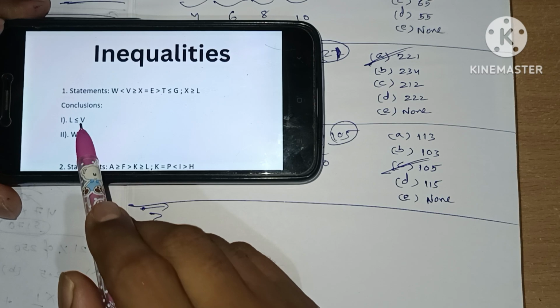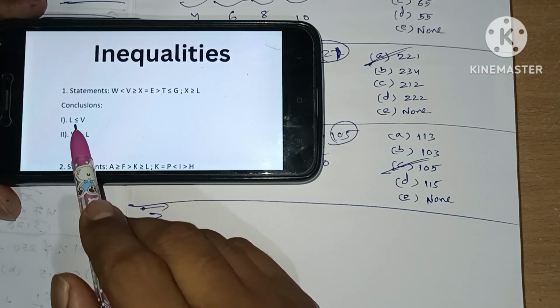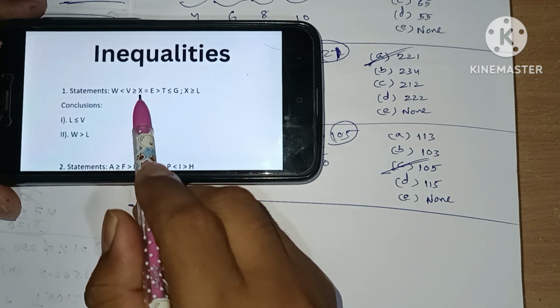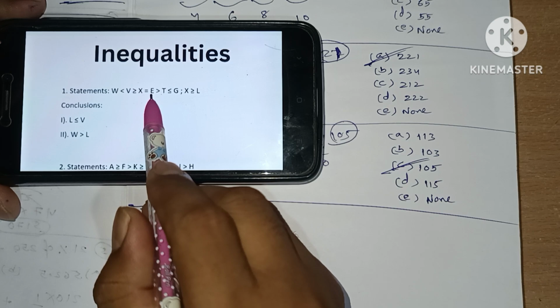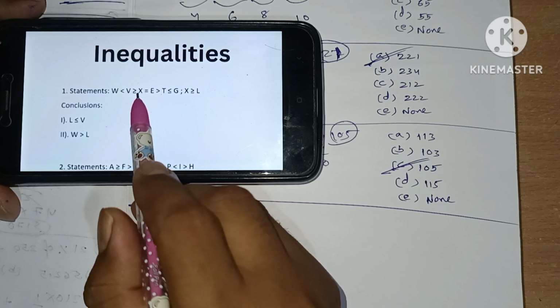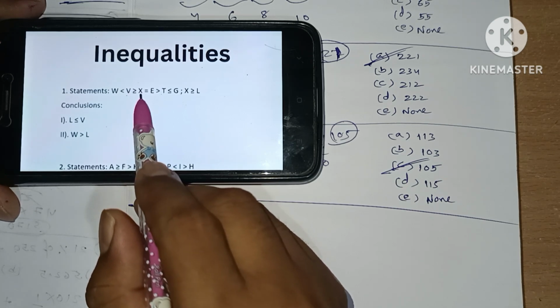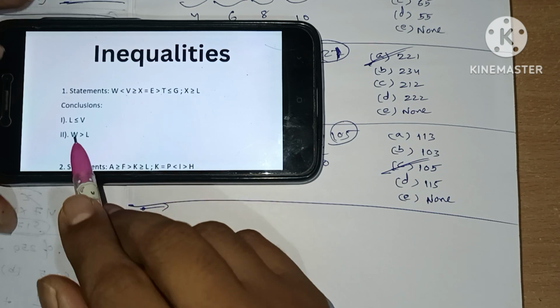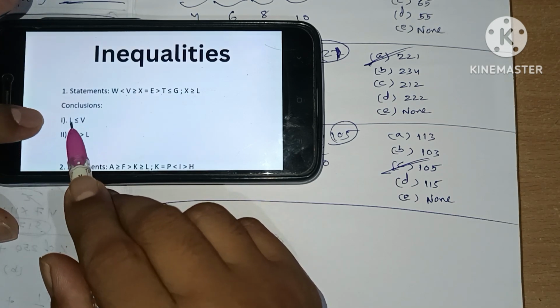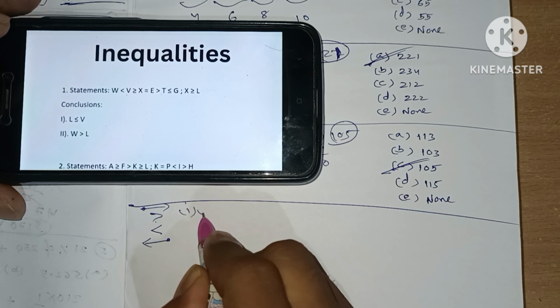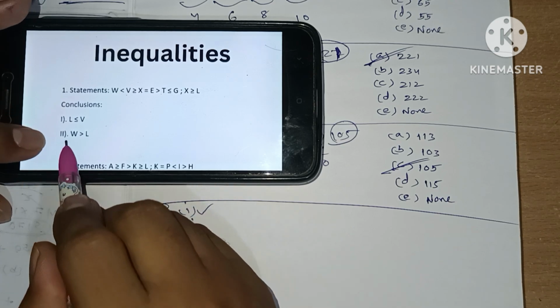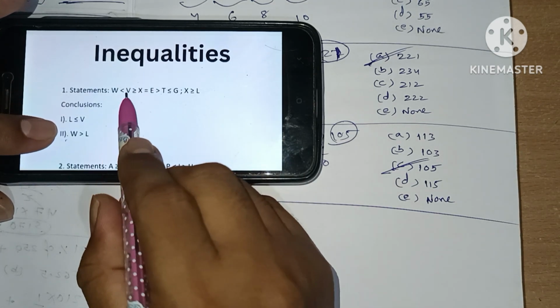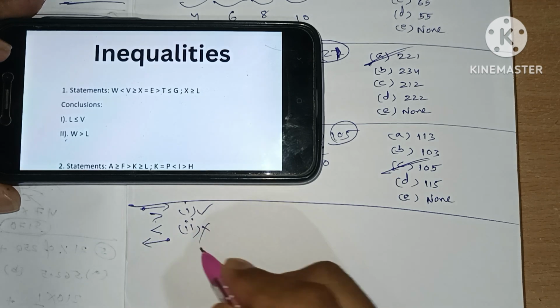First question, first conclusion. The flow from V to L with everywhere equals to. From V we can reach to X. From X we can reach to L. Here is equals to, here is also equals to. So we are able to reach V to L with everywhere equals to. First conclusion will be true. Second conclusion, the flow from W to L. From W there is no flow. So second conclusion will be false.